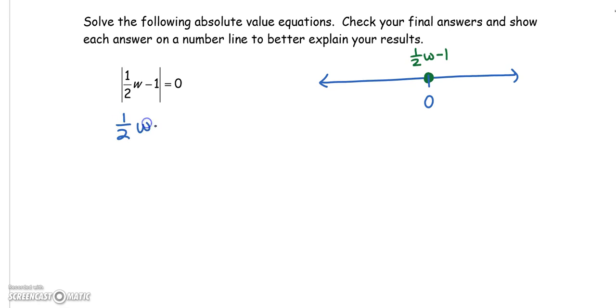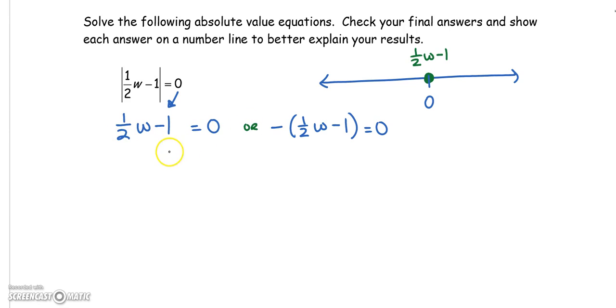1/2 W minus 1 equals 0. You can also say, since we know absolute values create two solutions, we can also say negative of 1/2 W minus 1 equals 0. But I think you're about to see what really happens to these solutions. All right, so let's go ahead and solve. We're going to put this or between us.